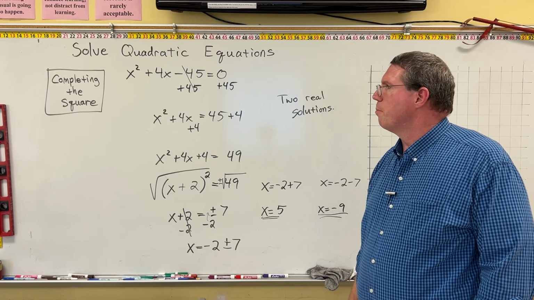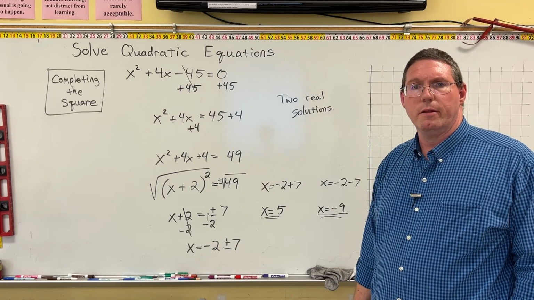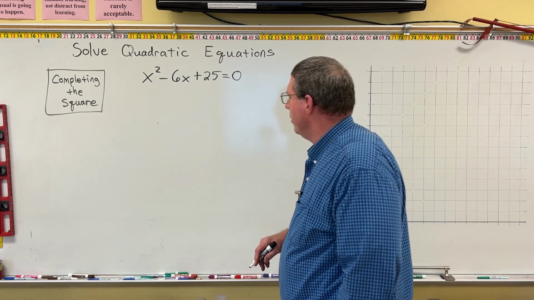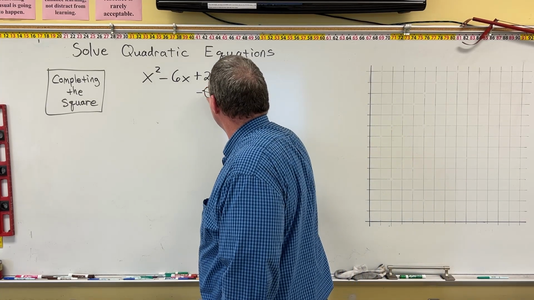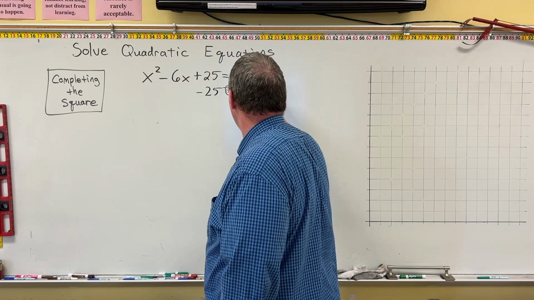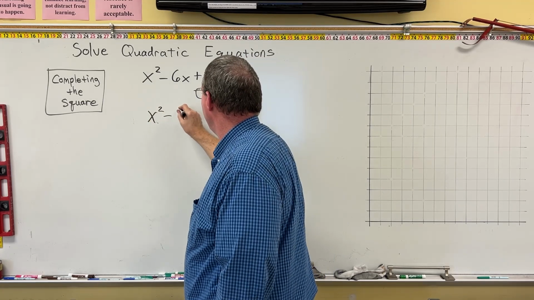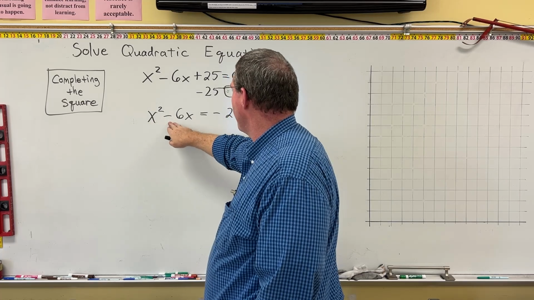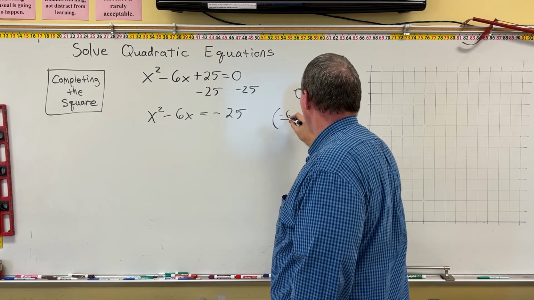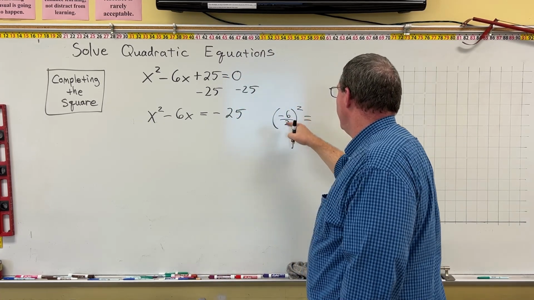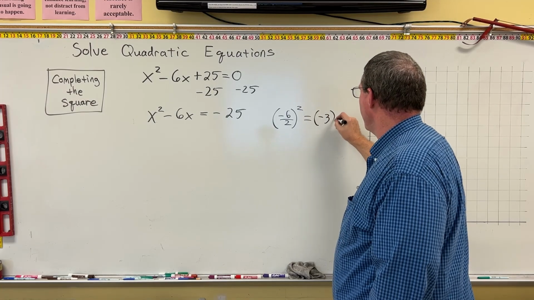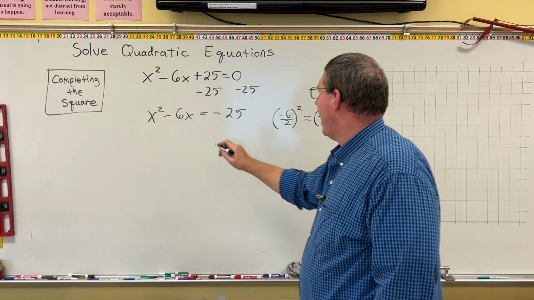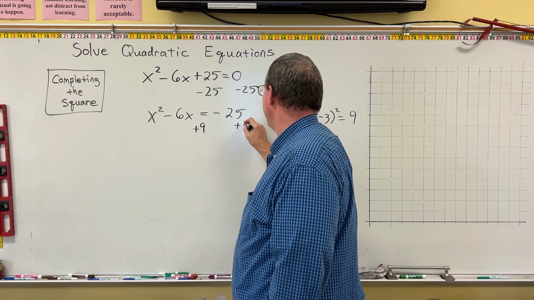I think we should do probably one more example of completing the square here. All right, so let's try this one more example. First thing we're going to do is subtract 25 from both sides. And we wind up with x squared minus 6x is equal to negative 25. We're going to take half of this middle number, so negative 6 over 2, and then square it. Negative 6 divided by 2 is negative 3 squared. Negative 3 squared is positive 9. So we're going to add 9 here, and we're also going to add 9 here.